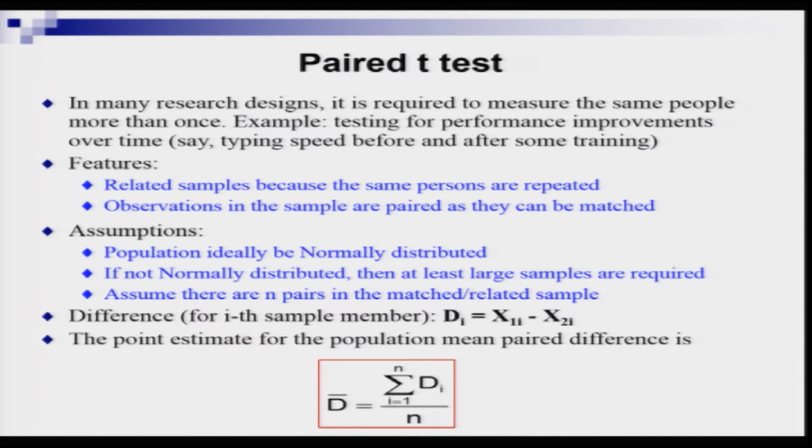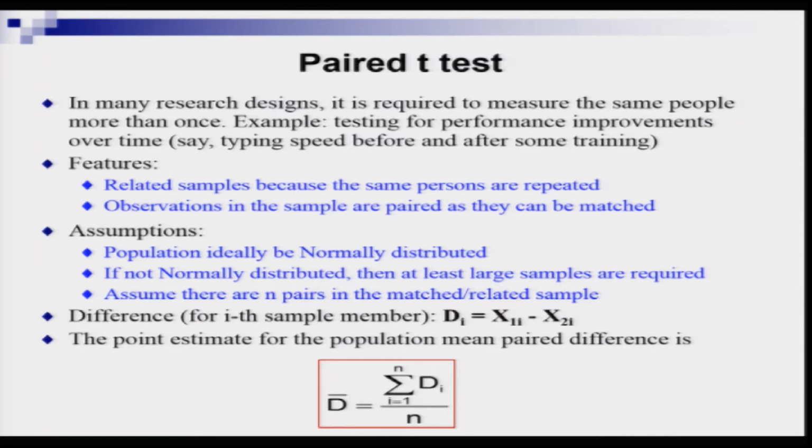Now I am going to briefly discuss some features and assumptions. I have already mentioned these features, that observations in the sample are paired as they can be matched across the sample. So that we have discussed. Now let me state the assumptions clearly. We assume that the population is ideally normally distributed. If it is not normally distributed, then at least large samples are required, and you assume that there are n pairs in the matched or related sample. It is better that you have n greater than or equal to 30.